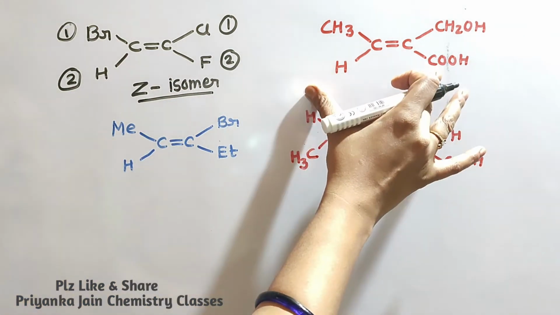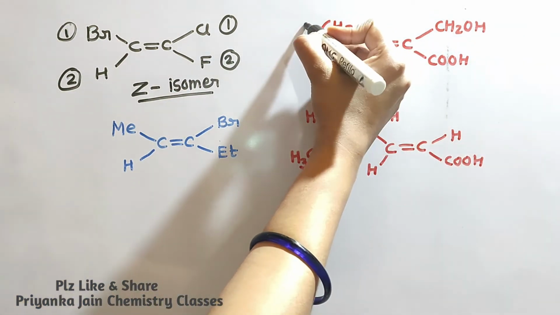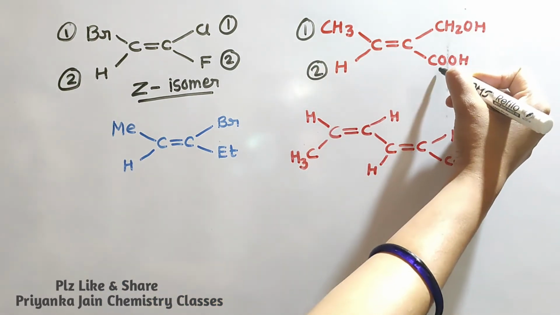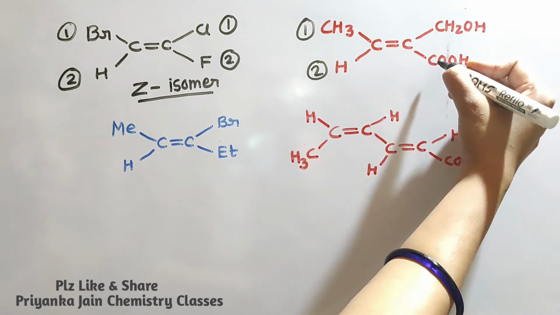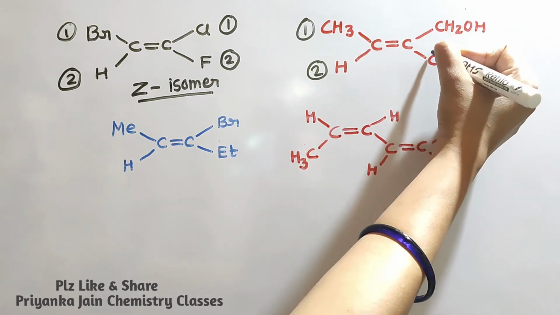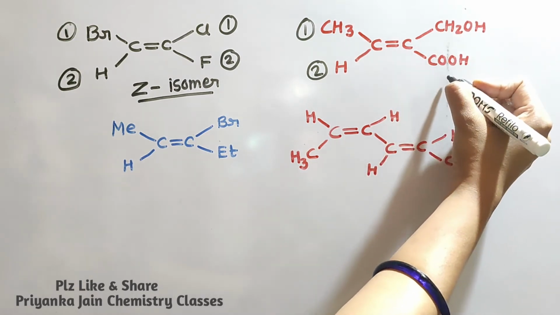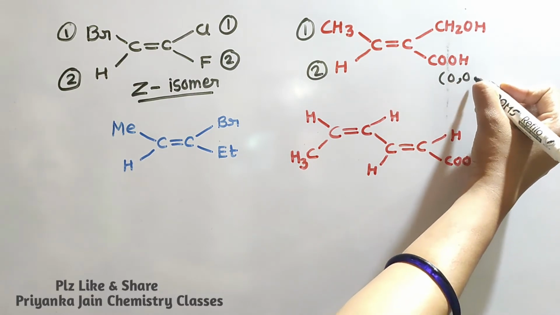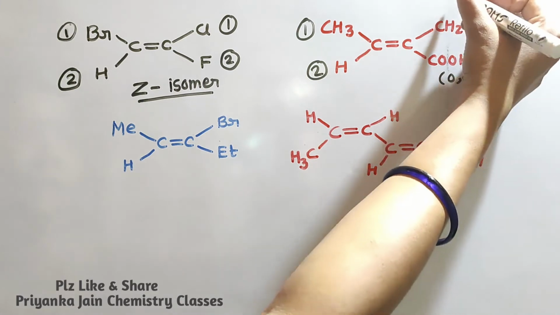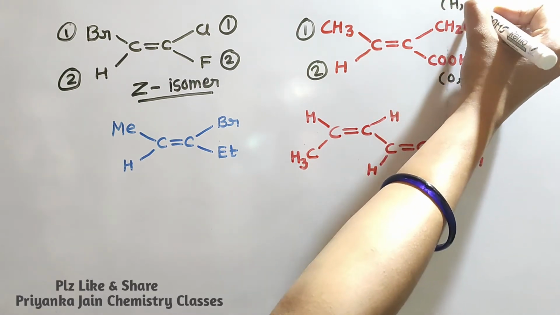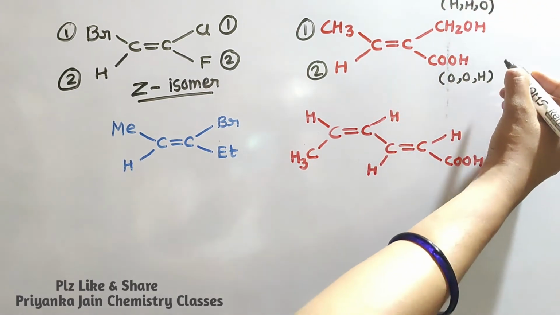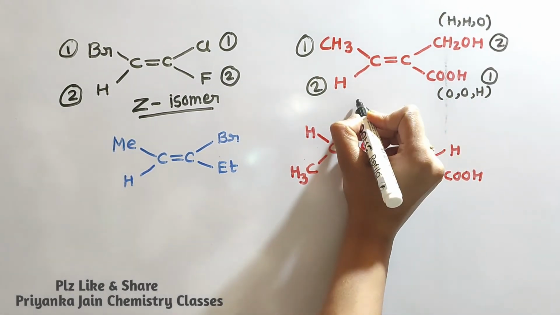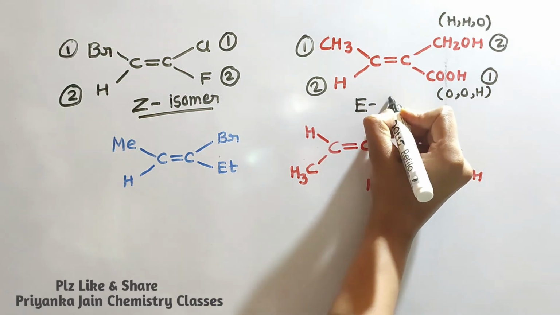Similarly see here. Here the first priority will be for this and second for this. Similarly now see here, this is COOH group, both here are carbon atoms. Now see the carbon, here is oxygen, oxygen, and hydrogen, and here hydrogen, hydrogen and oxygen. So now see here, first priority will be for this and second for this. So this is E isomer.